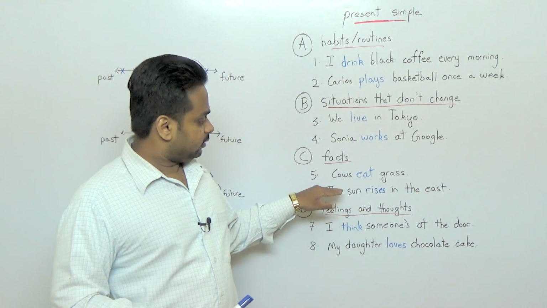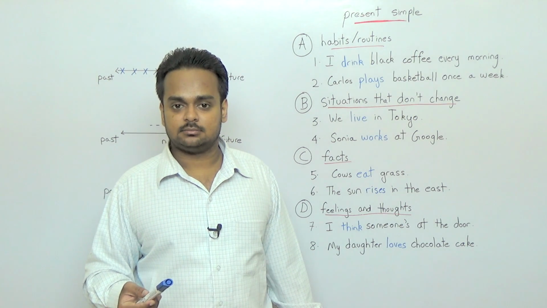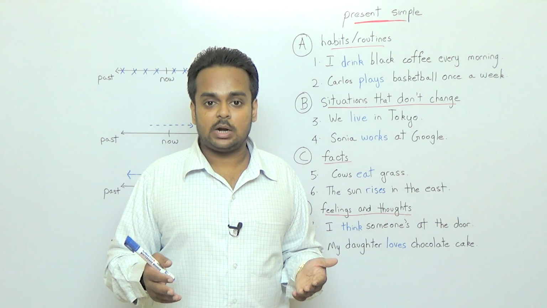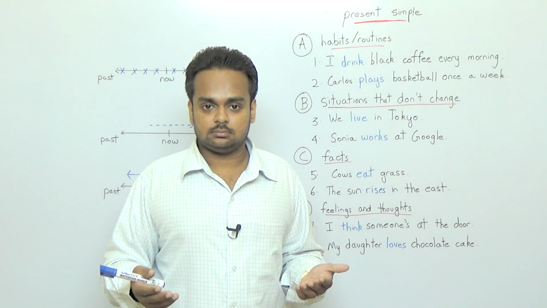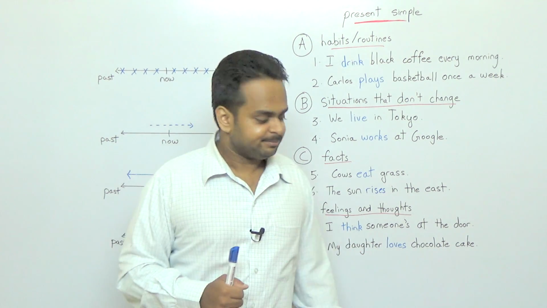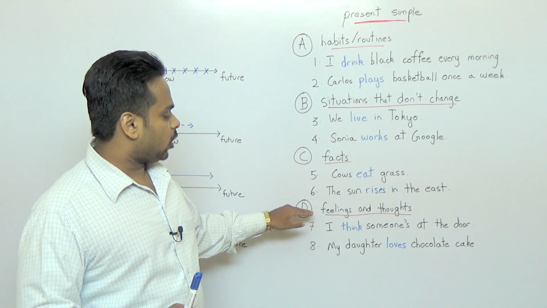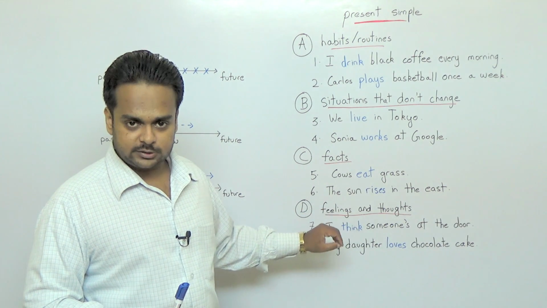So this is a truth or a fact about the world. In this example, the sun rises in the east. It will always be true. Now you can also say restaurants serve food, and that's a fact. Right? We also use the present simple tense to talk about feelings and thoughts.